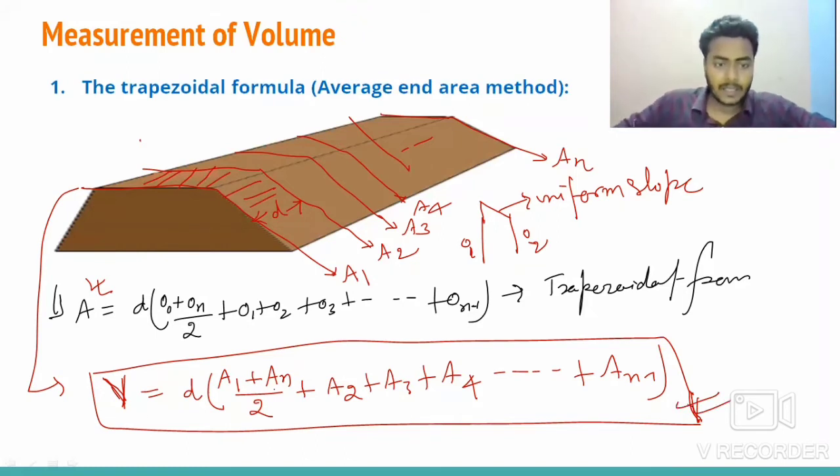Okay, where A1, A2, A3, A4 are the cross-sectional areas at the first position, then the next position, whatever the distance we have taken. Suppose we have taken 20 meters. So at zero distance, this will be 20, this will be 40, this will be 60, like that. At zero distance, the cross-section area is A1, at 20-meter distance the cross-section area is A2, and at 40-meter distance the cross-section area is A3.